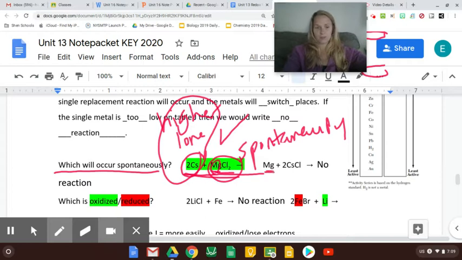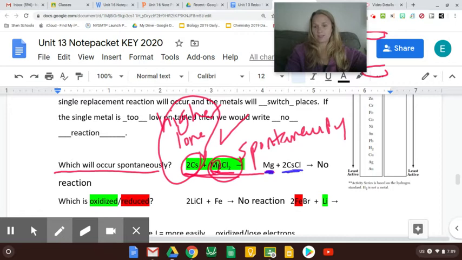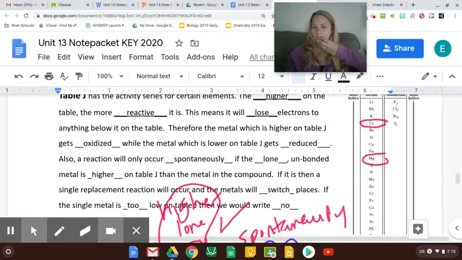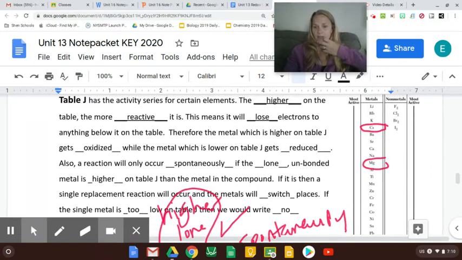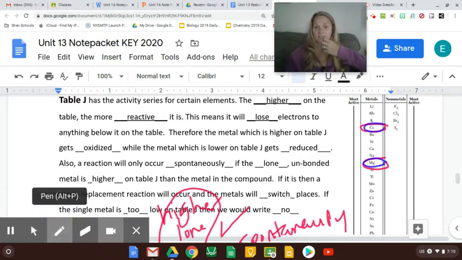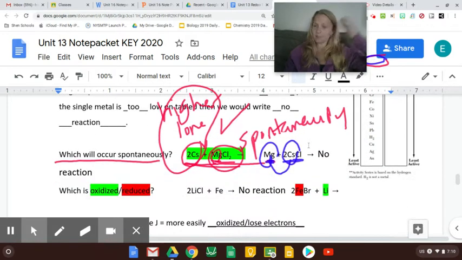Mg is now the lone guy. Let's do a different color. Mg is alone. Cs is the metal in the couple. Mg is looking to kick Cs out of the couple. So is the lone guy stronger, higher on the table, more active, or more reactive? Is Mg higher than Cs? If we look here, no, it's not. Mg is lower, so it really wouldn't be able to kick Cs out of the compound.